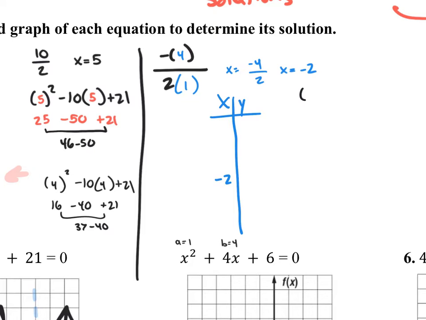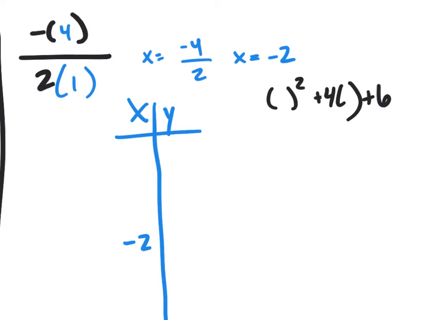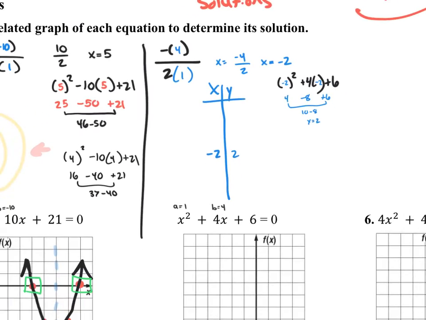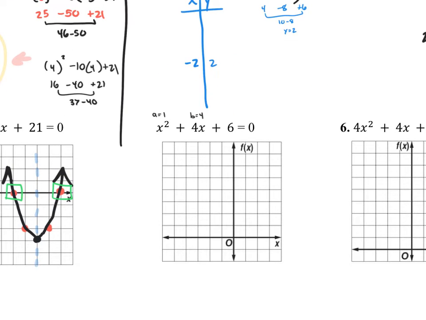To find the y-coordinate, we're going to plug in that negative 2 into our equation. Now notice that I'm leaving myself parentheses so that I have room to plug in my x-coordinate. It really helps keep track of negatives. Negative 2 squared is 4, minus 8, plus 6. This is a 10 minus 8, to get that the y-coordinate of our vertex is a 2. So I can go ahead and graph that. Negative 2, 2. It's going to land right there.